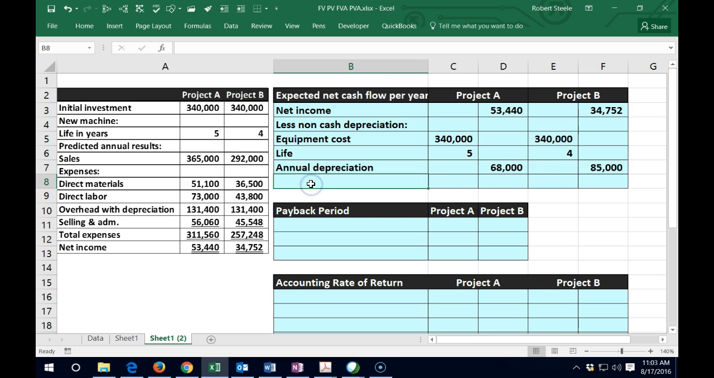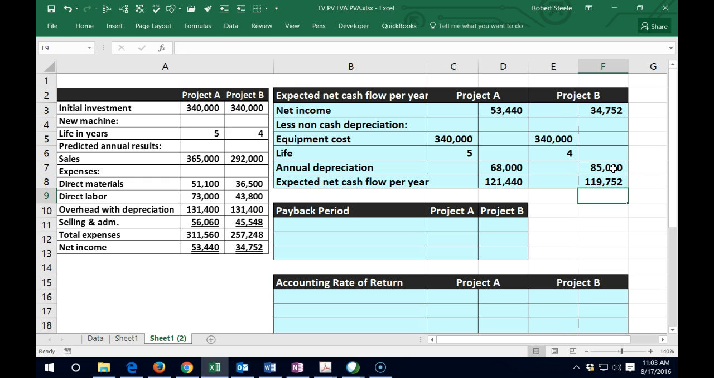So then we're going to have the expected net cash flows per year here. We're going to go back into the outer column. This is what the net income was, including the depreciation that was non-cash related, and we're going to add that back in, kind of like we would on a cash flow statement. So we add the 68, and there we have it. We're going to do the same thing over here: this equals the 34,752 plus the 85,000, and there we have that.